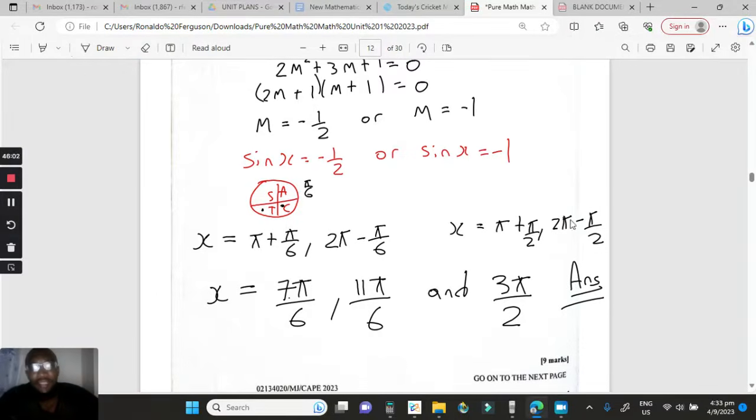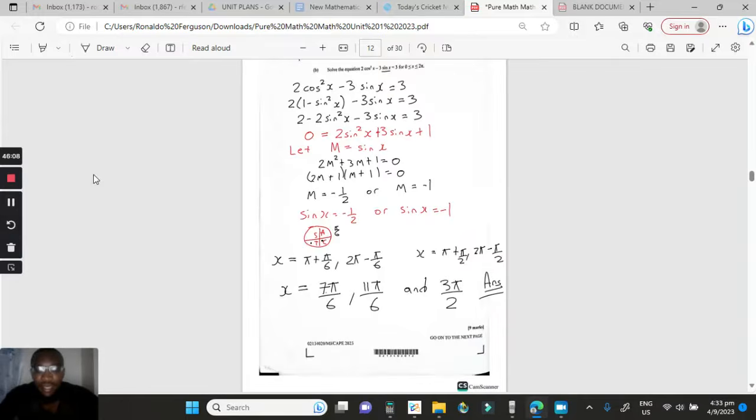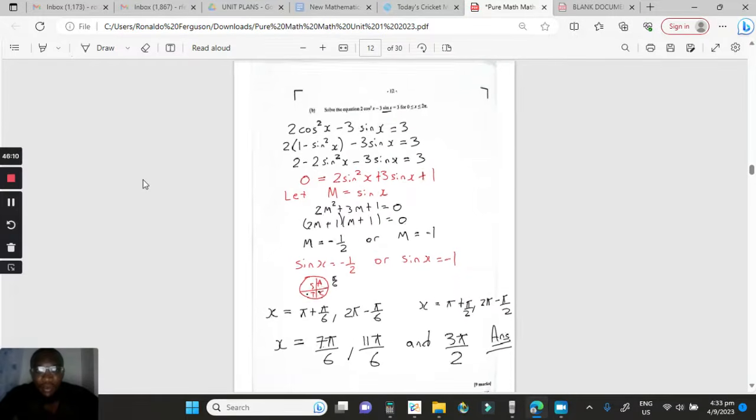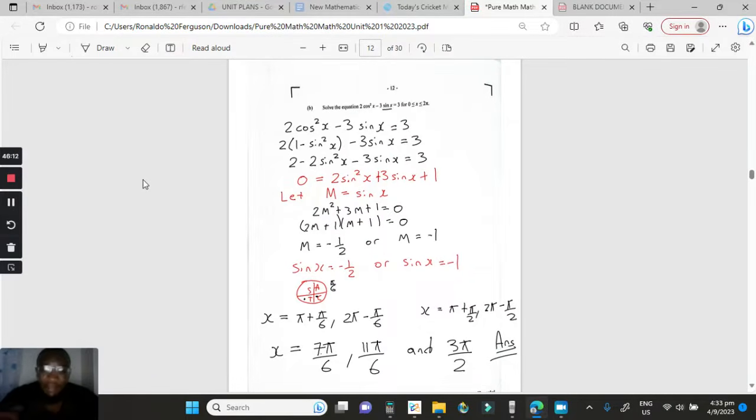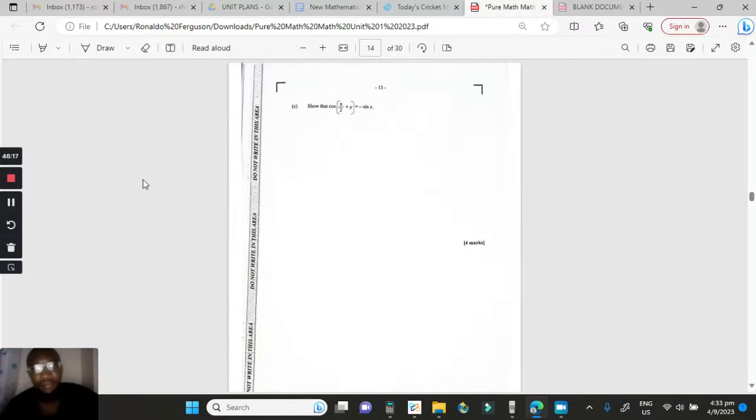Now, remember, if you get the same answer, you don't need to write it twice. So that would be the solution for this question. Easy 9 marks. I don't see why this is on a pure math paper. It's really hard math, but we take it. We take it. We're not complaining.